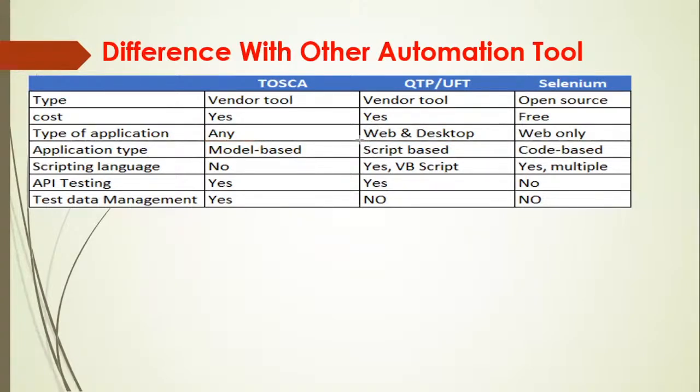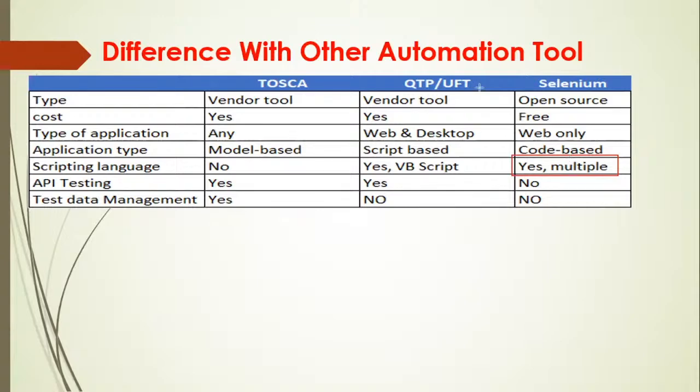And script-based. To work on UFT, you have to learn the VB scripting language. VB scripting is a scripting language, not a programming language. You have to learn this particular VB scripting. And coming to Selenium, it is code-based. Here you have to learn different kinds of programming languages, the basics of programming languages. It could be Python or Java or C Sharp, depending upon the project category. If the project is built with Java, then you have to learn the basics of Java. If the project is built with Python, then you have to learn the basics of Python.